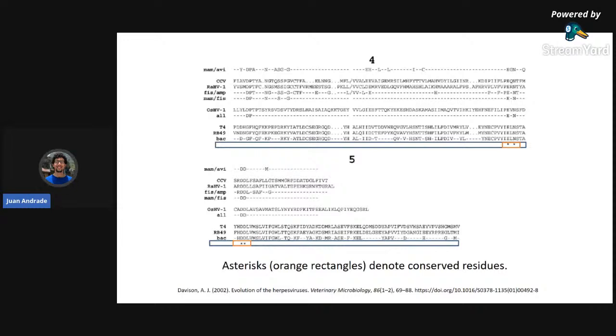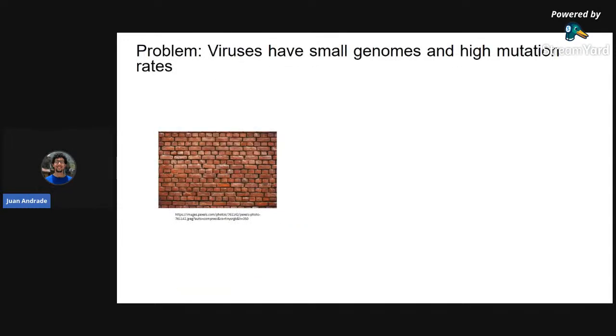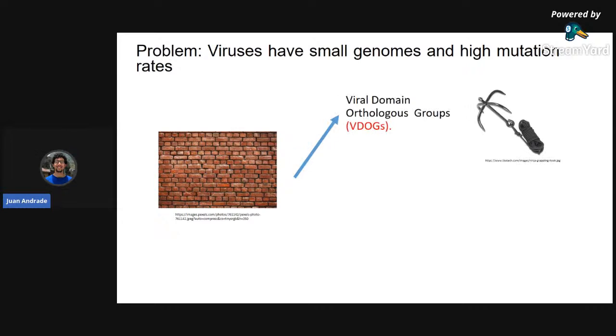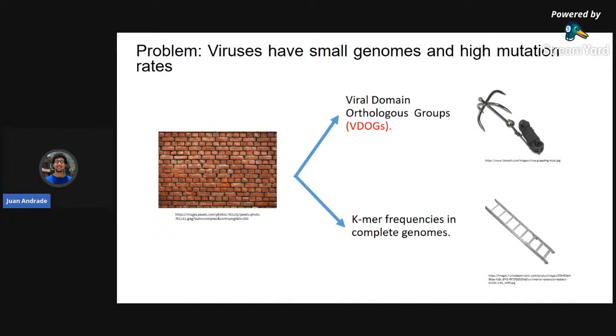And again, this all leads to the fact that when you're working with viral evolution, you're working with elements that have relatively small genomes, at least compared to most cellular organisms, and have really high mutation rates. So whenever you're working with viral evolution, you have to surpass a wall that's represented by this problem. In my lab, we use two approaches to try to deal with this. So the first one is called viral domain orthologous groups, or VDOGs, which I'm going to talk mostly about in this presentation. And the second one is k-mer frequencies in complete genomes, which I'll talk a little bit about towards the end.